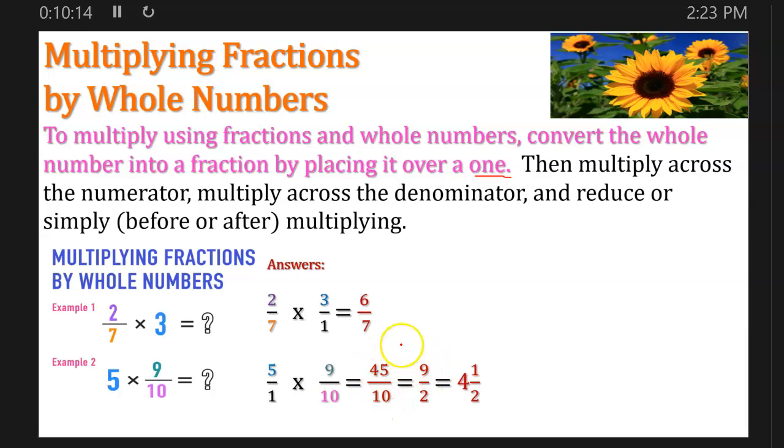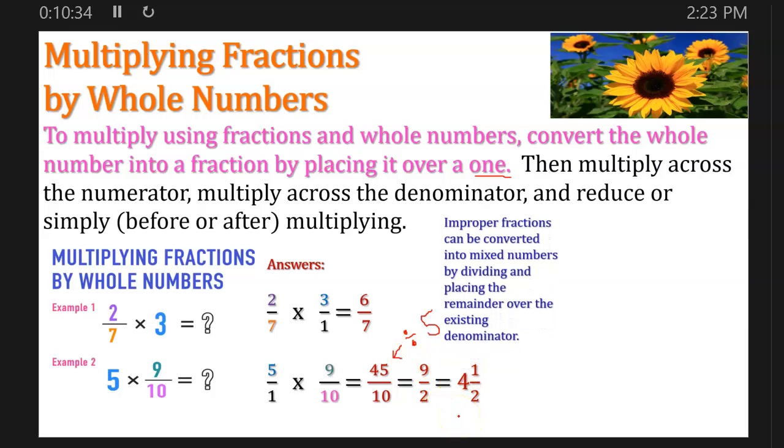We divided the numerator and the denominator by 5, okay? And 45 divided by 5 was 9, and 10 divided by 5 is 2. And then this we turned back into a mixed number.